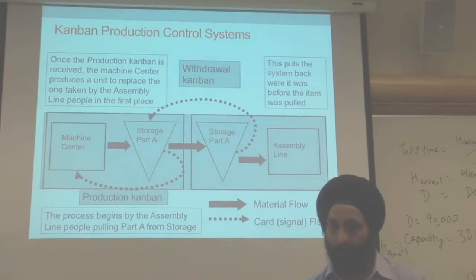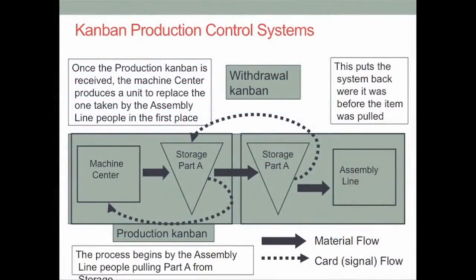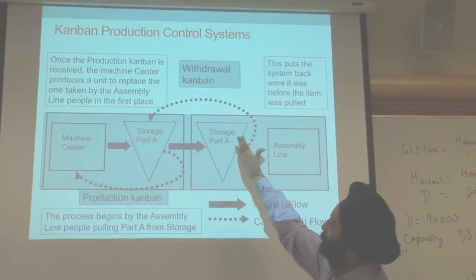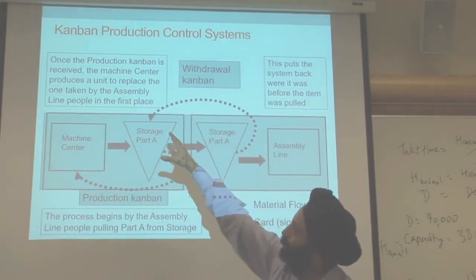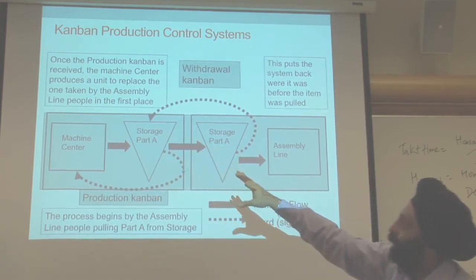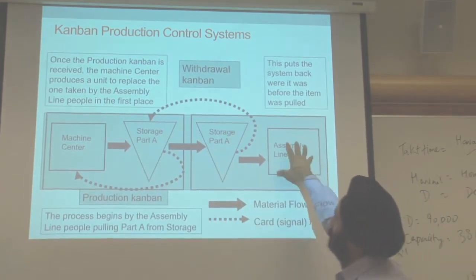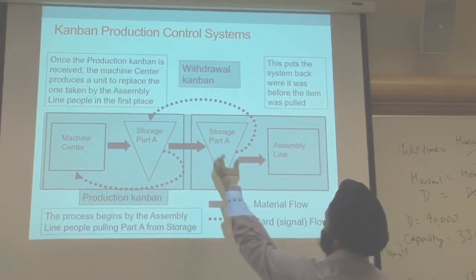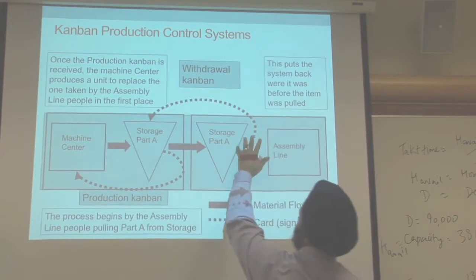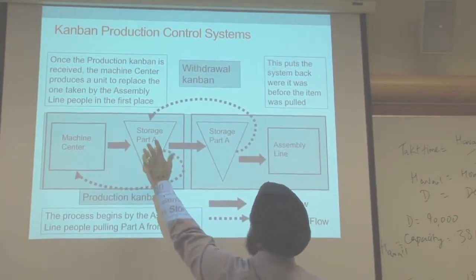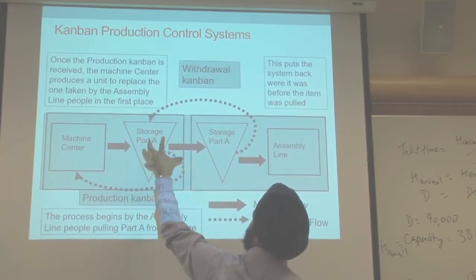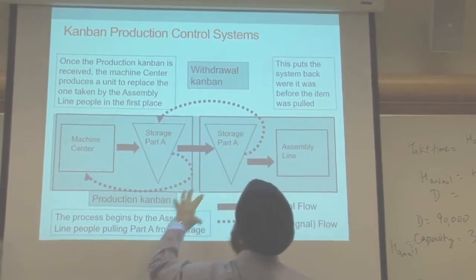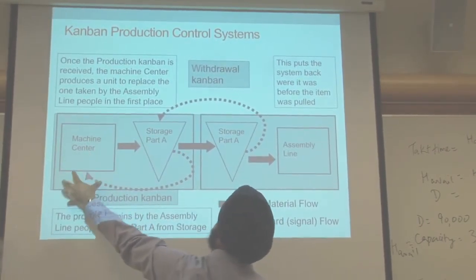And another way of looking at this, in this case, is you have the assembly line where it's storage, and so once the production Kanban is received, the machine center produces a unit to replace one taken by the assembly line. So over here, this machine starts producing, so it takes an item from storage that releases the withdrawal Kanban to this area, which once you move the items from storage part A of this machine center to here, that releases the production Kanban for this machine center to produce one item and put it in here.